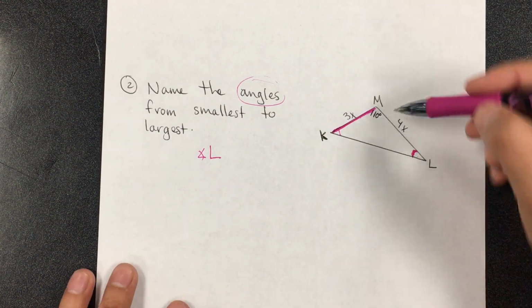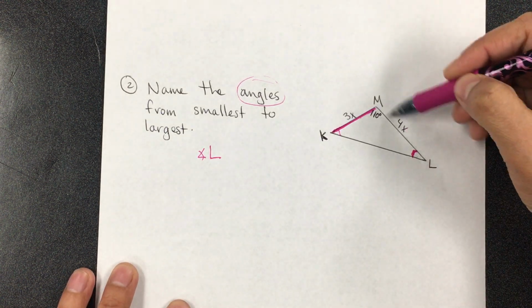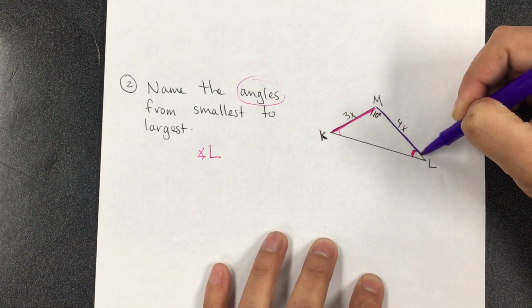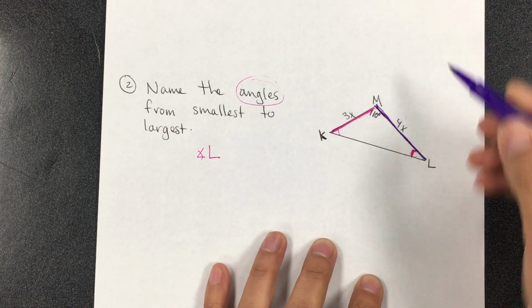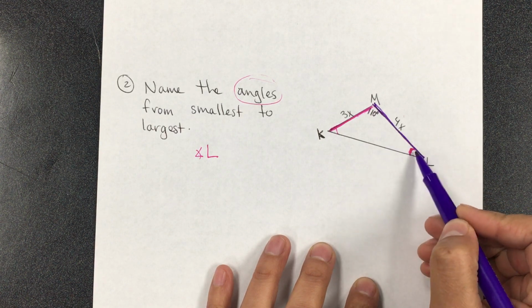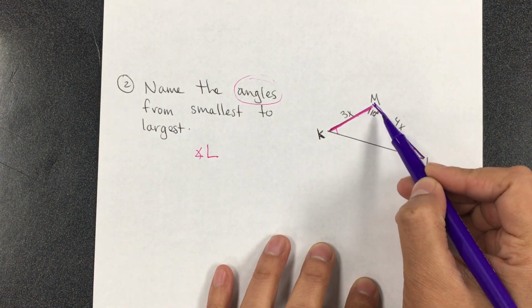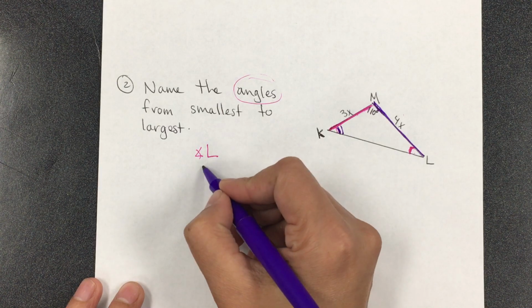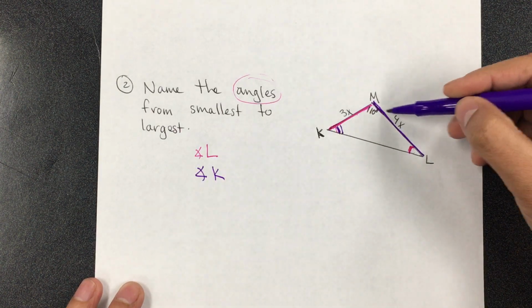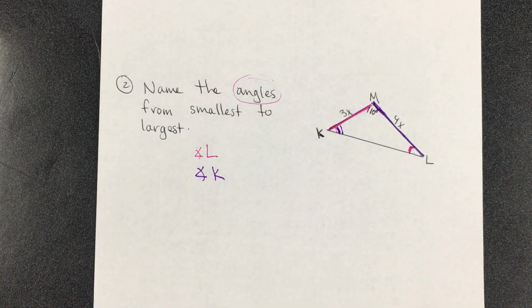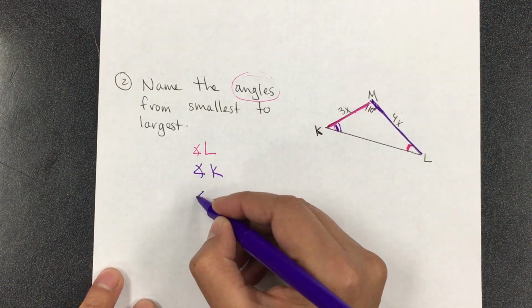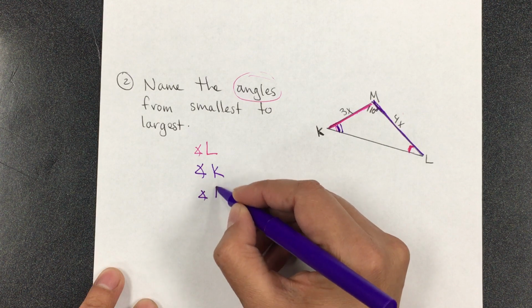The medium side will be ML. ML is the medium side, so opposite to that is not this angle because it touches it. It's not this one because it's right adjacent to it, but this one right here. This angle, which is angle K, is opposite of ML. And finally, we know that this is the biggest just because it has a lot of degrees, so it's angle M.